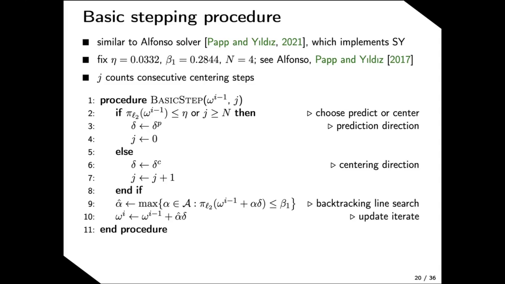On line 9, we do a backtracking line search. So we find the maximum step distance in the direction delta that we can step while satisfying a proximity condition. And that proximity condition is a bit looser than the one on line 2. And then finally on line 10, we update the iterate. Now, the first step is always going to be a prediction step because recall omega 0 is exactly on the central path.